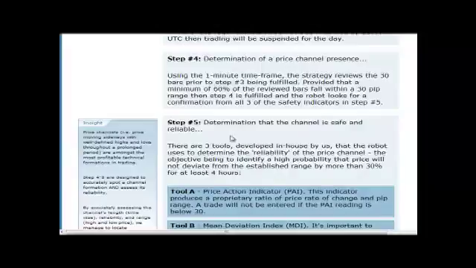When the robot arrives at step 5, it already determined that there is a price channel, tick volume is fine, spread is fine. Now we want to know how healthy the price channel is. We want to know that this is a reliable channel. We want to know that it has a high accuracy rate regarding the established highs and lows of the channel.